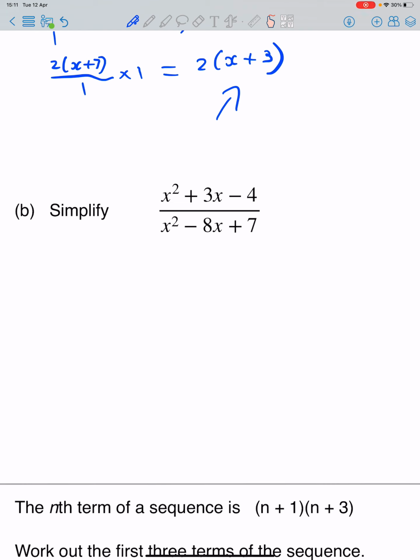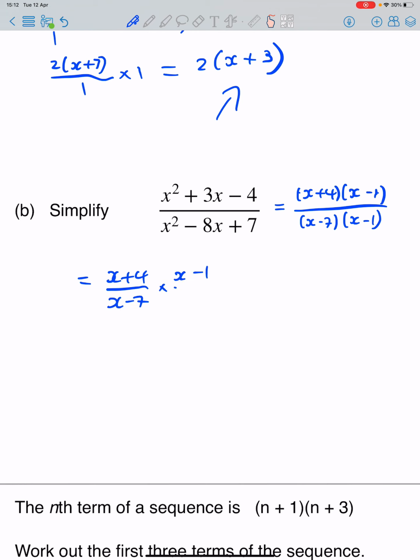Next, we're simplifying this. So we need to factorize before we can do any simplifying. So we need to find two numbers that multiply to give -4 and add to give 3. So this one's one of the simpler factorizing for quadratics. So two numbers that multiply to give -4 but add to give 3 are +4 and -1. So we have (x + 4) and (x - 1). And then for this other fraction, it's going to be two numbers that multiply to give 7 and add to give -1. Well, that's -7 and -1. So (x - 7) and (x - 1). And we can write this as (x + 4)/(x - 7) multiplied by (x - 1)/(x - 1), in which case we see that this simplifies to 1. So we're just left with (x + 4)/(x - 7).